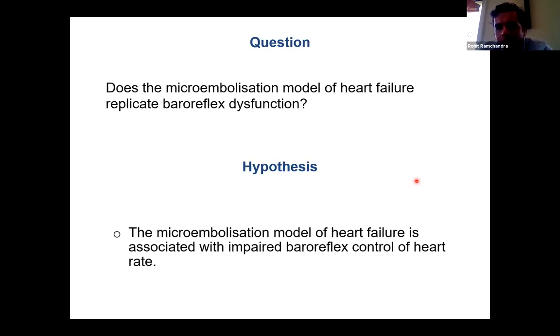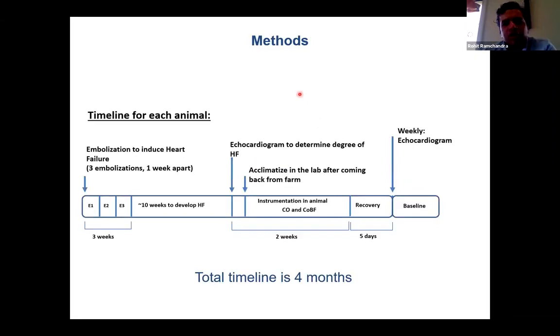In order to be able to look at baroreflex function, you alter blood pressure and then you measure the resulting heart rate. In order to do that, we utilized solid state Millar pressure catheters that were implanted in these groups of animals. So just as the methods, these are sheep, large animals. Once they come into the lab, they're given about a week to acclimatize. We then do about 3 embolizations a week apart.